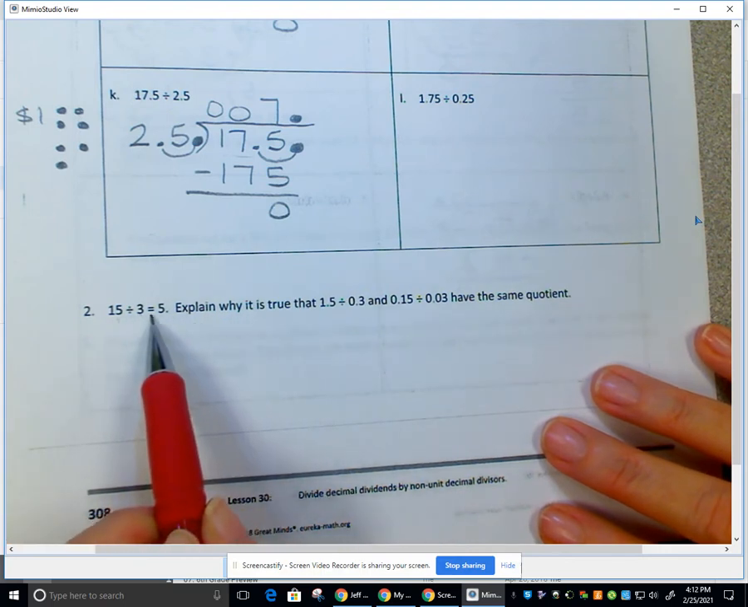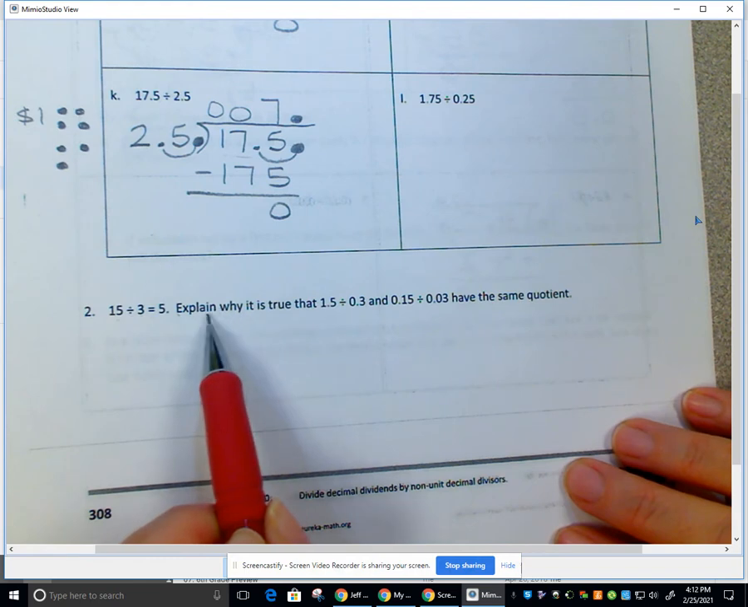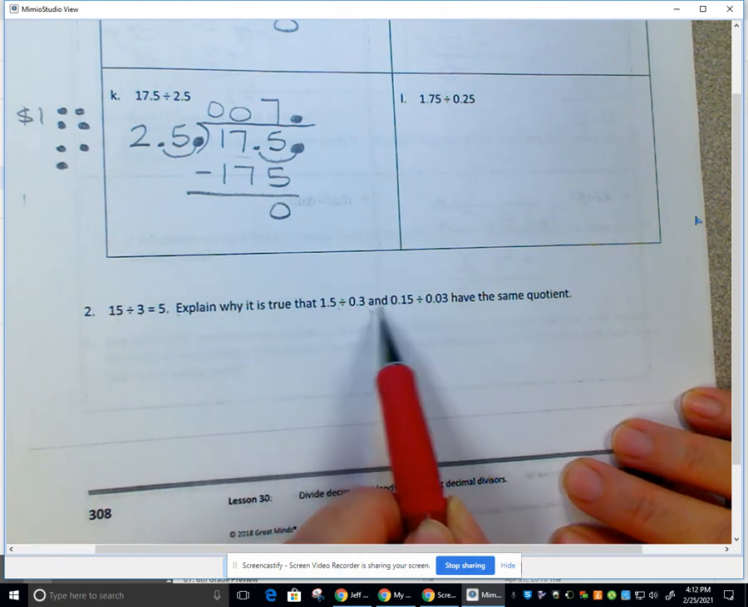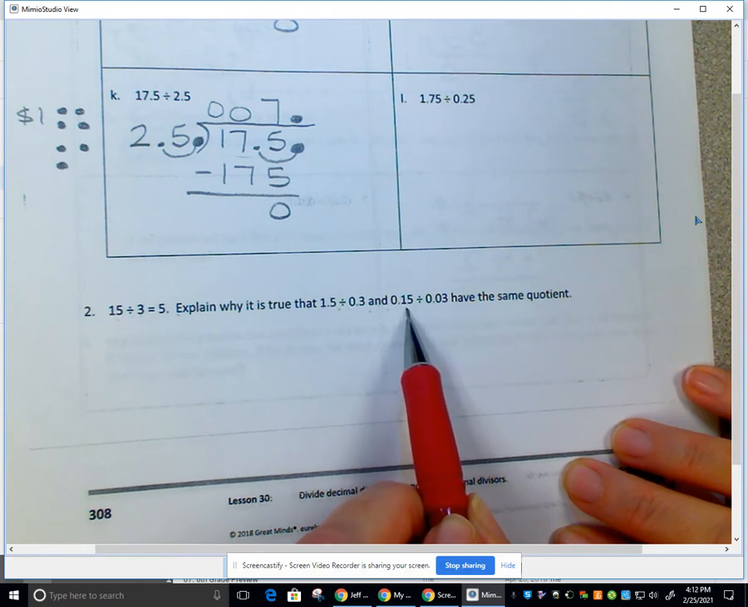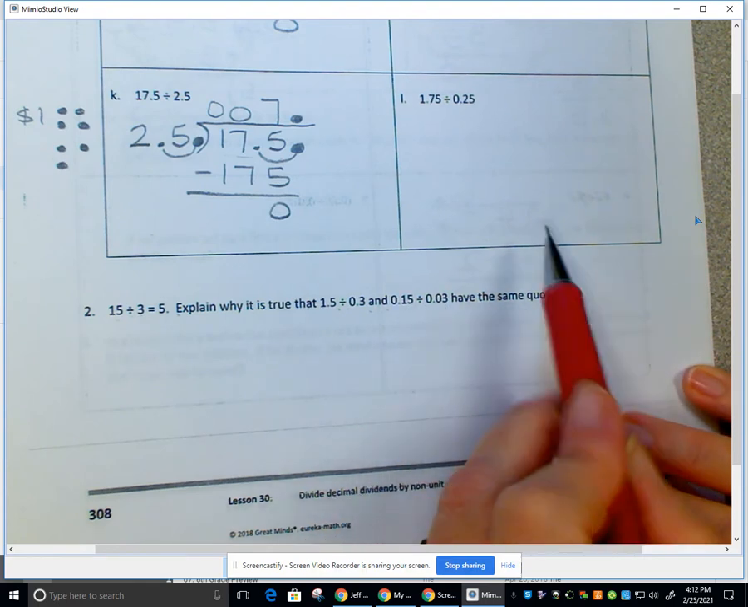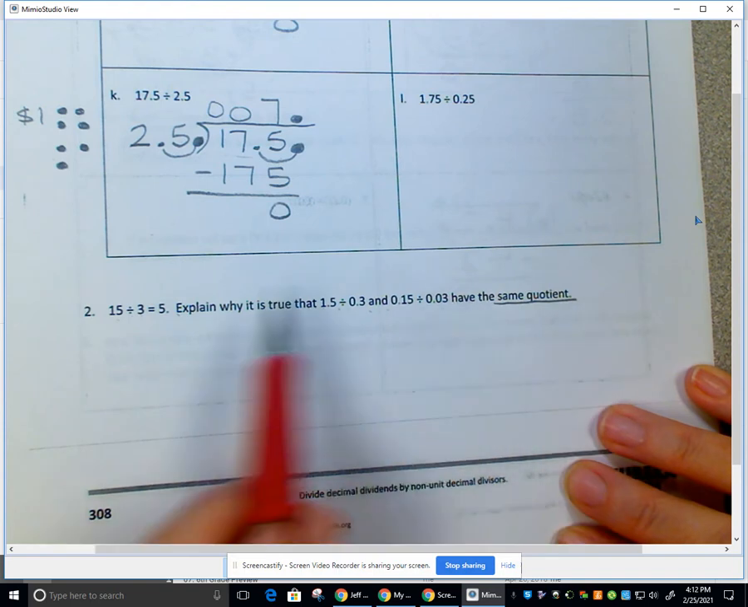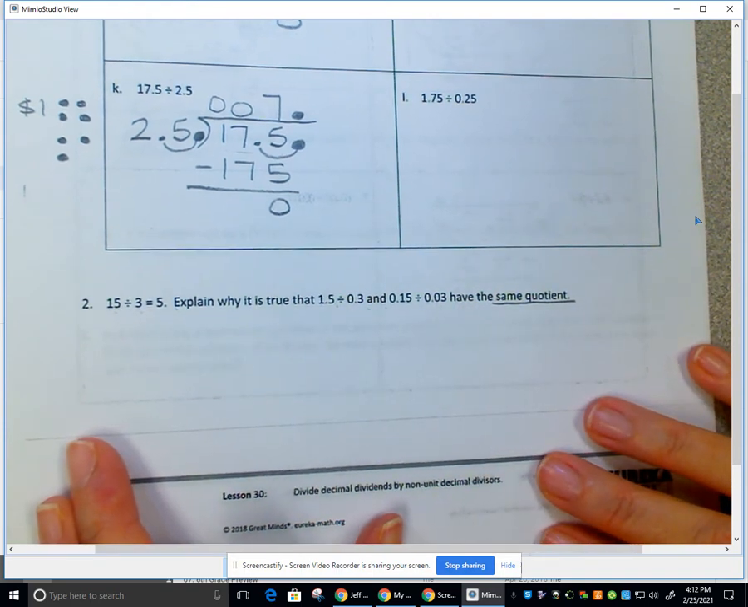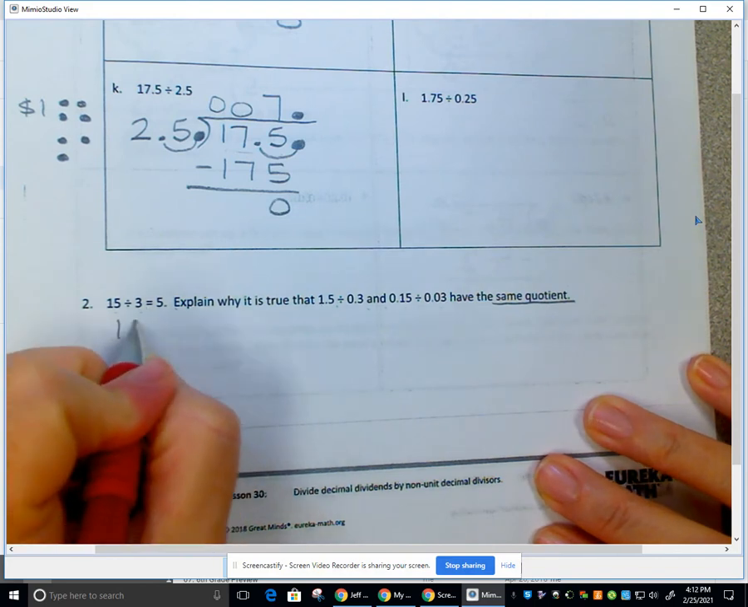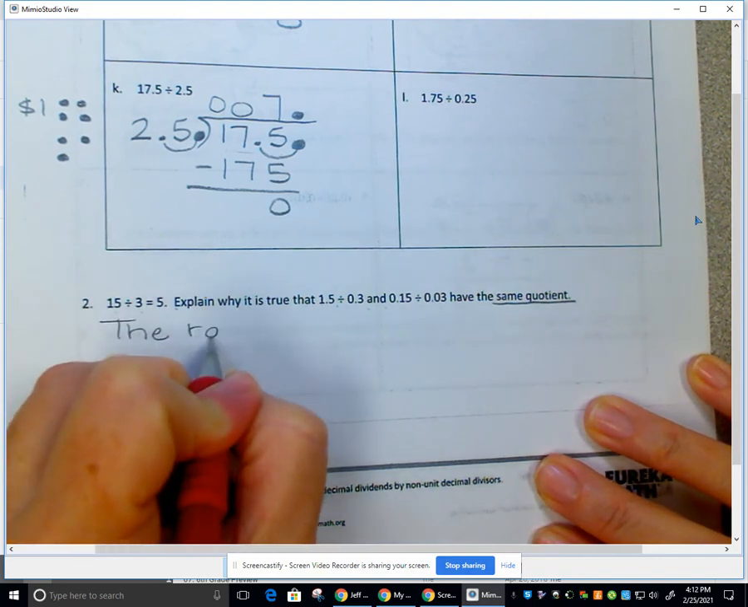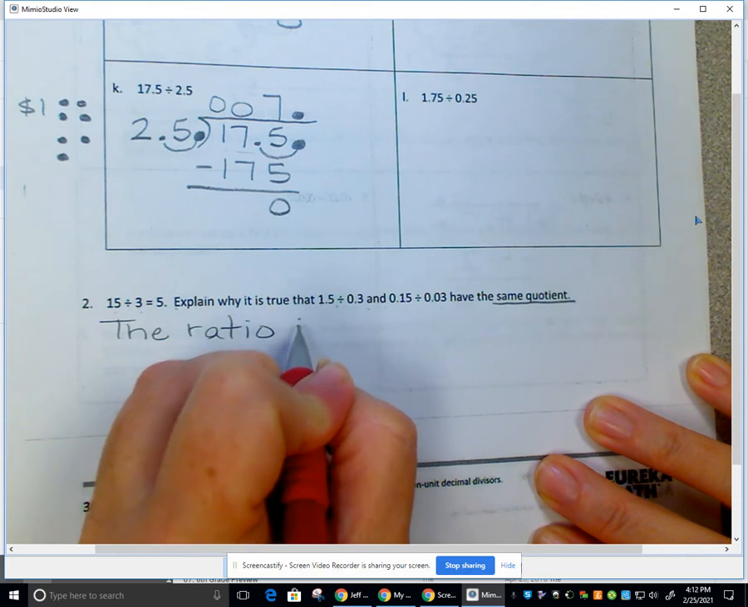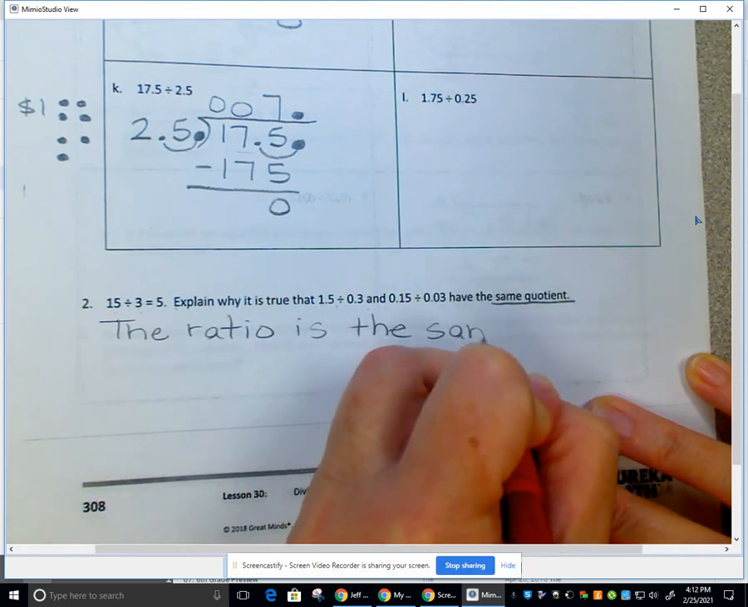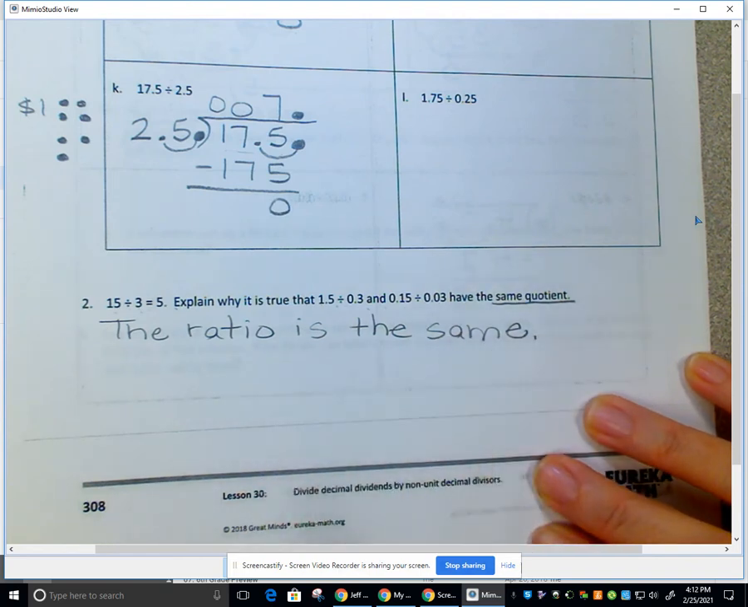15 divided by 3 equals 5. Explain why it is true that 1 5/10 divided by 3/10 and 1500 divided by 300 have the same quotient. Why would these all equal the exact same thing? The reason is the ratio is the same. That's the proportion.